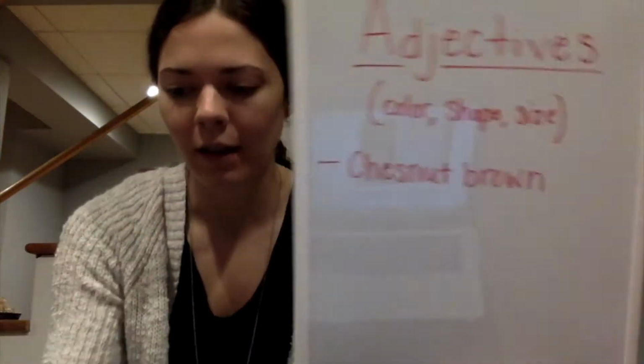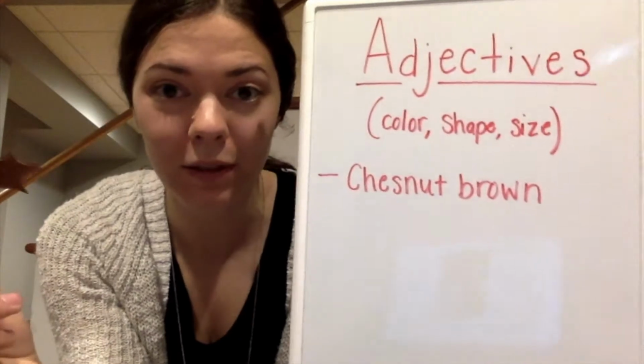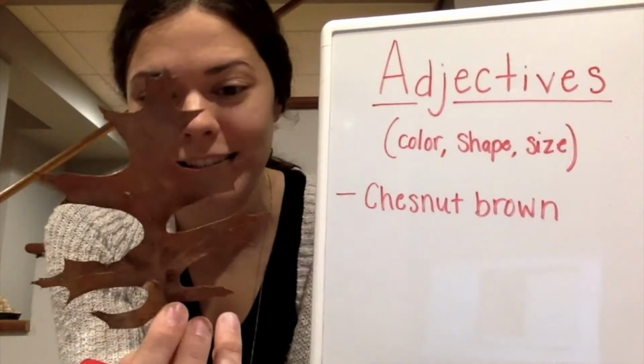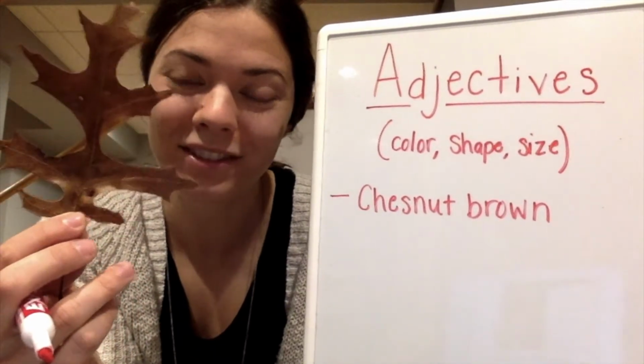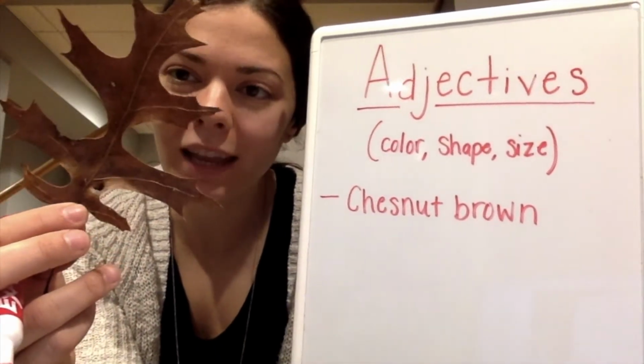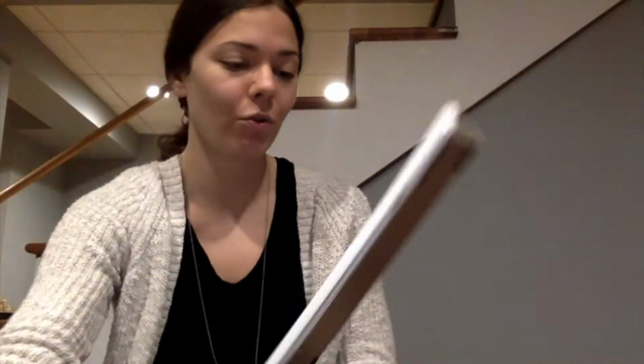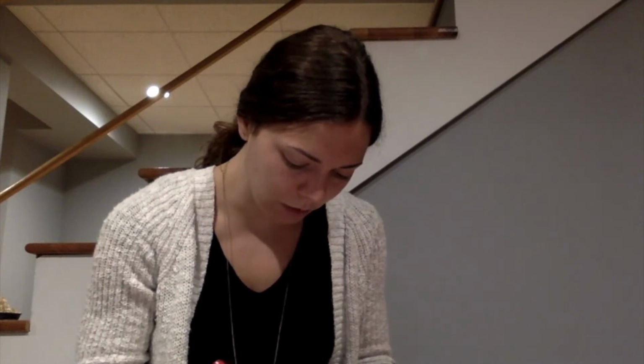Let's talk about its size. You know, we see leaves all the time because we live in New England, right? So there are leaves everywhere, always on the ground. Doesn't have to be fall for us to see leaves. But I'm thinking that this leaf is rather large. So I'm going to describe its size and use the adjective large.